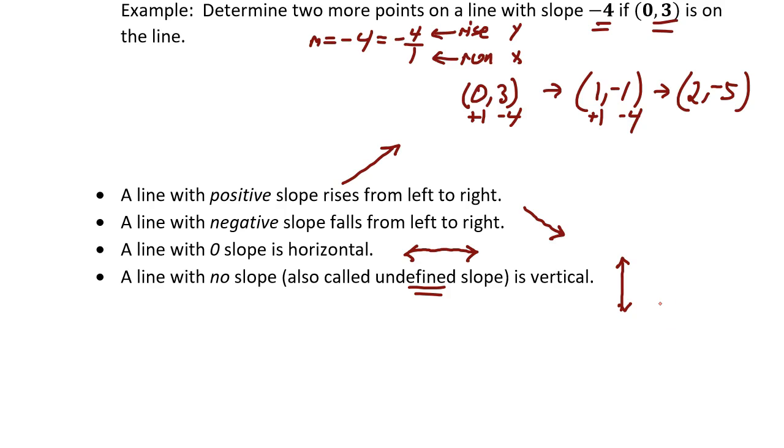Let's summarize the lesson. We reviewed the concept of slope, which indicates how steep a line is. There's a math formula to find the slope. It is the difference of the y-coordinates divided by the difference of the x-coordinates. We also discussed how you can use slope and a point to find additional points on a line.